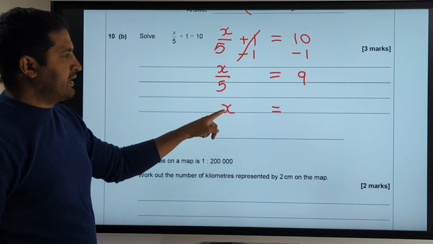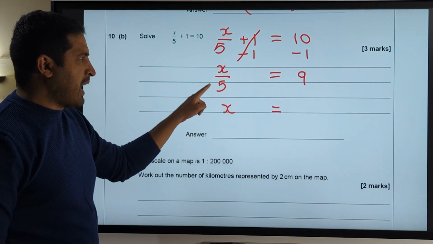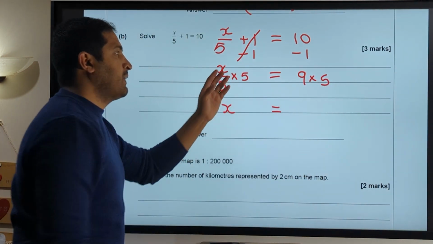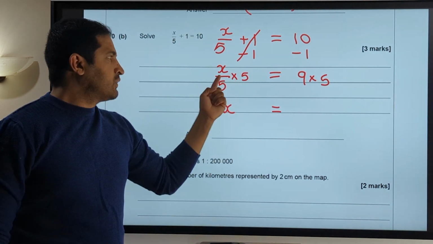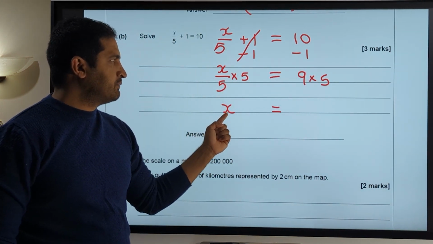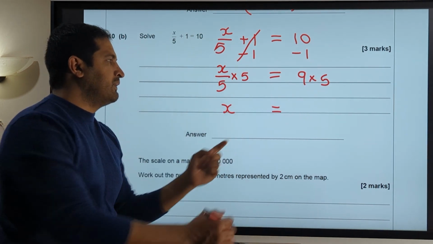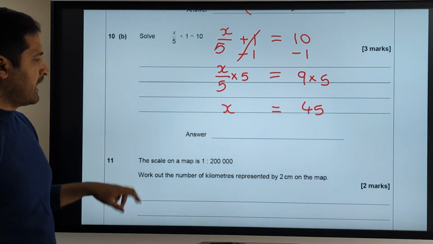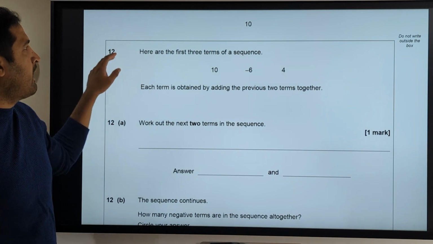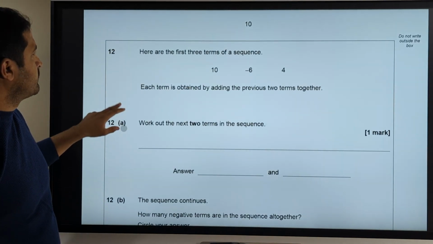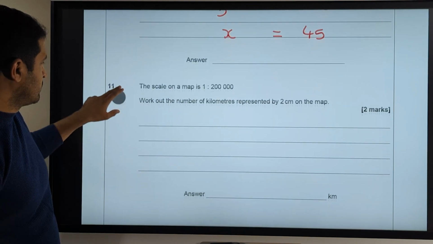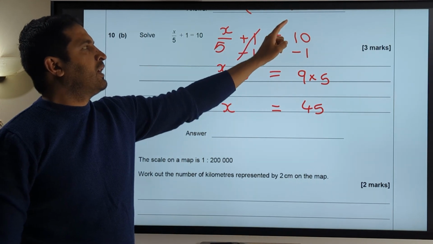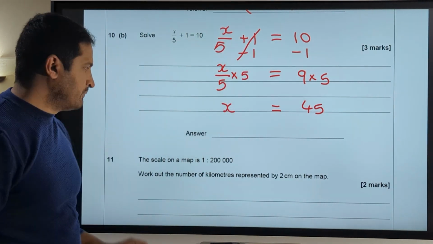To get rid of that divide by 5, I'm going to multiply this side by 5. So I need to multiply the other side by 5 as well if you want the two sides to be equal to each other. So 5 divided by 5 gives you just x, and 9 times 5 will give you 45. So your answer is x equals 45. That's what we get here. And you can check that in here: 45 divided by 5 is 9. 9 add 1 is 10. That's what you have on the other side.